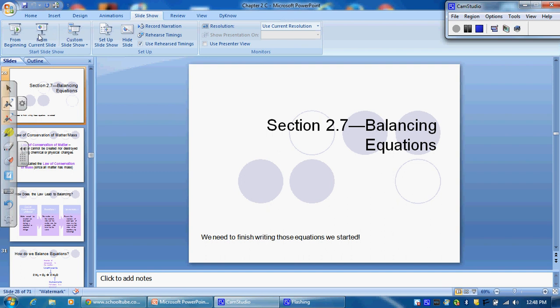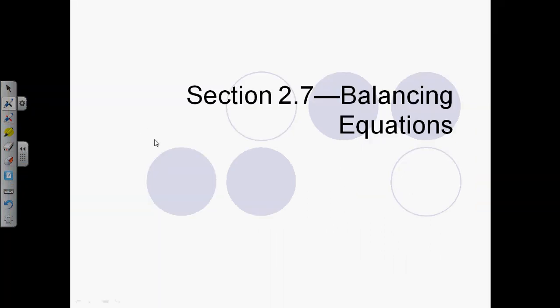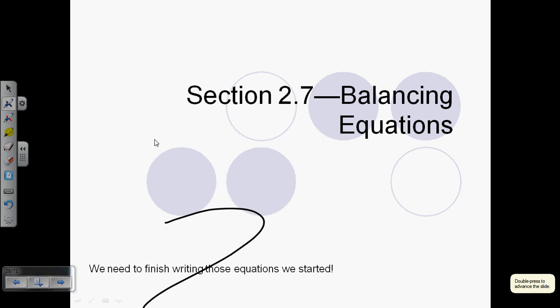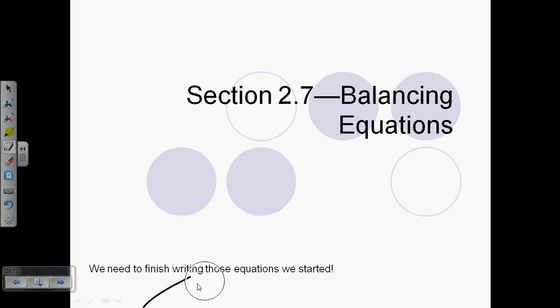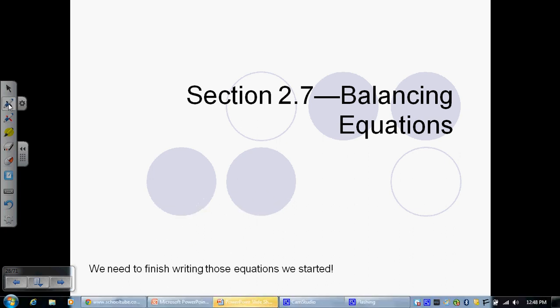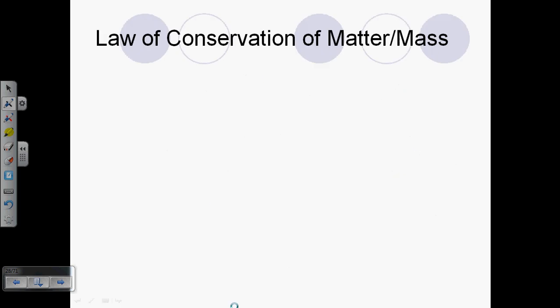Balancing chemical equations, section 2.7. This section, we're going to be finishing what we started in the last section. We're going to take those word equations and make sure that they are the same on both sides, to balance out all atoms.